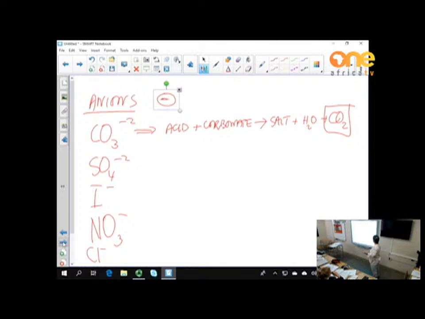Will you bother testing it with a splint? No. Because some gases will make a splint die. Others, like hydrogen, can also make it pop. It depends a little bit. So we are going to specifically test to see, is there carbon dioxide? Because if there is, then we've got a carbonate. If there isn't, we didn't have a carbonate. Do you understand?